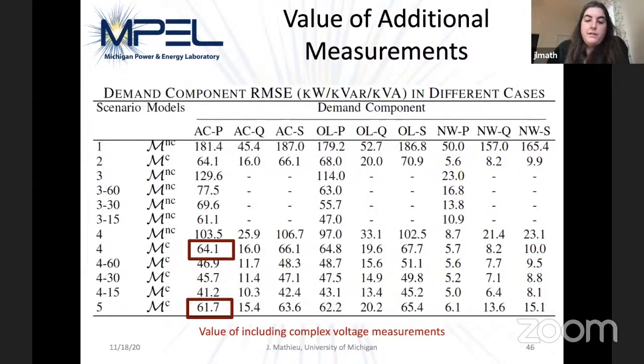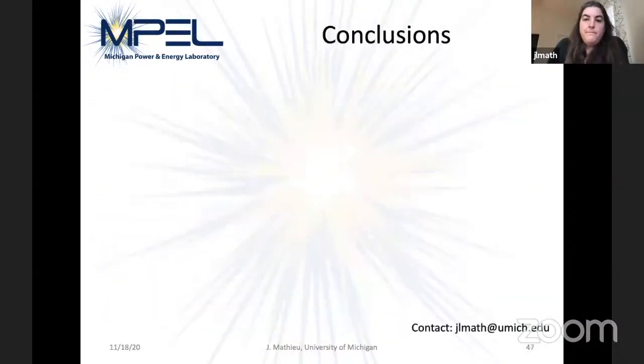And here's the value of including complex voltage measurements. So here's without voltage, measured at, I think, one bus in the network, versus here. So voltage actually doesn't get you too much. If you have voltage measurements in your network, you may as well use them, but you probably wouldn't purposely put voltage sensors at various nodes in your network to improve your estimate. It's better to get smart meter measurements, even if they're very low resolution.